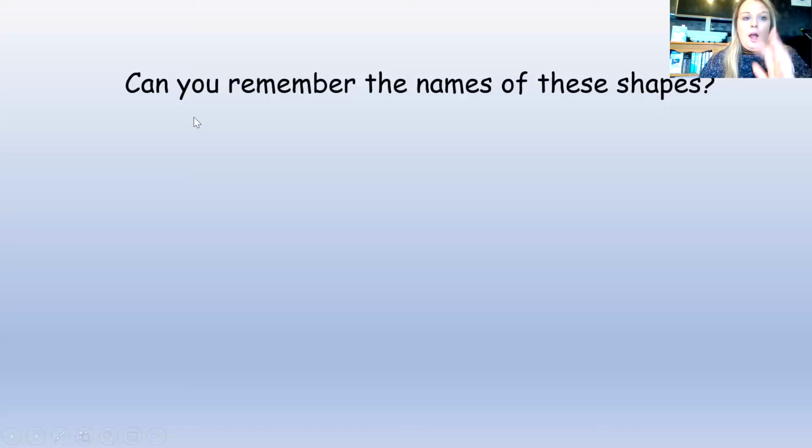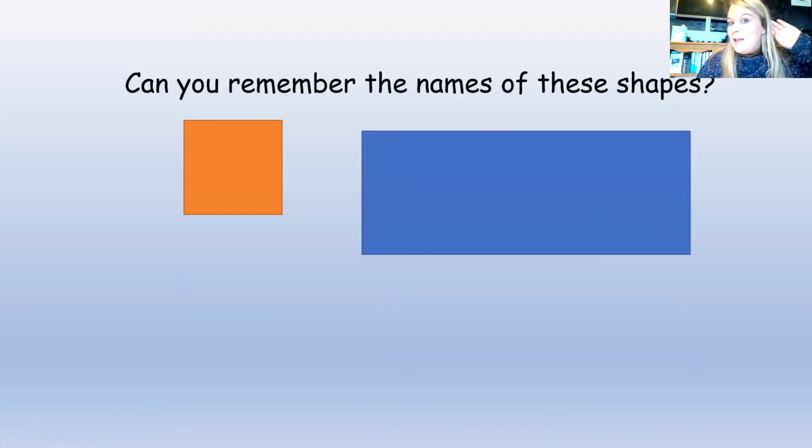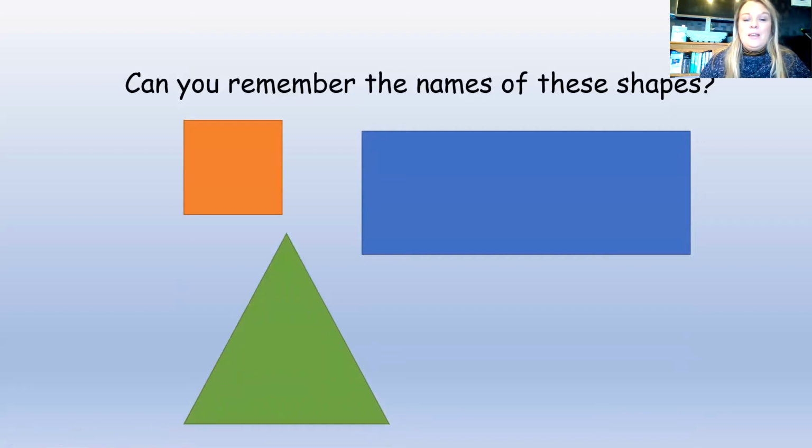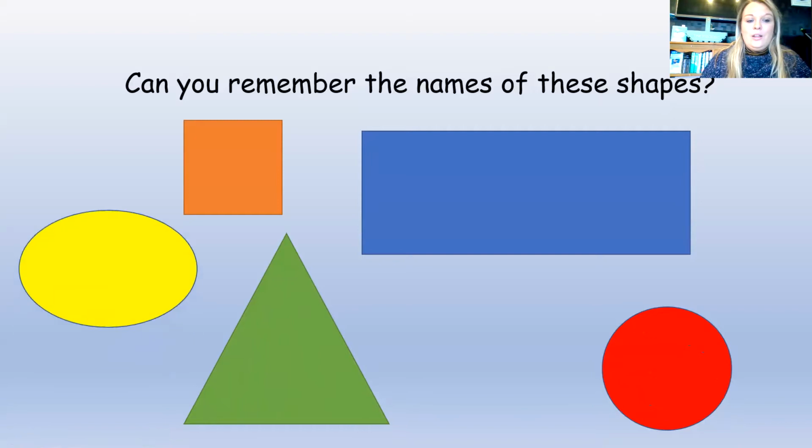Right, okay, so here we go. They're going to fly up, see if you can remember the name. This is a square. Well done. This is a rectangle. Well done. This is a triangle. Well done. This is a circle. Good. You know what this one's called? This is an oval. Well done.